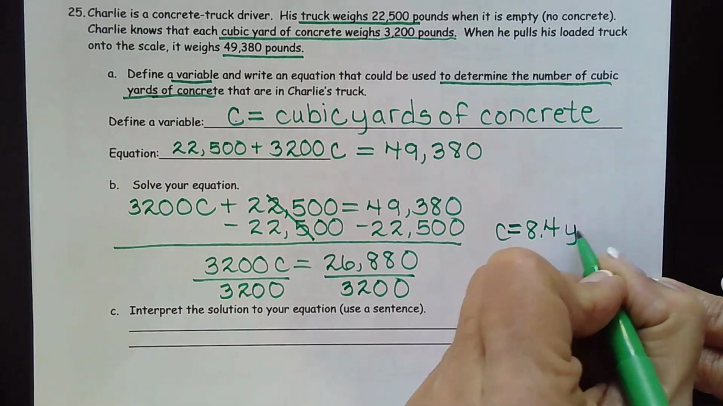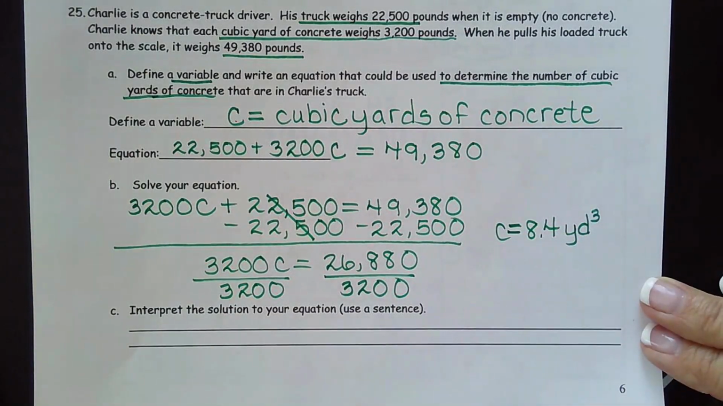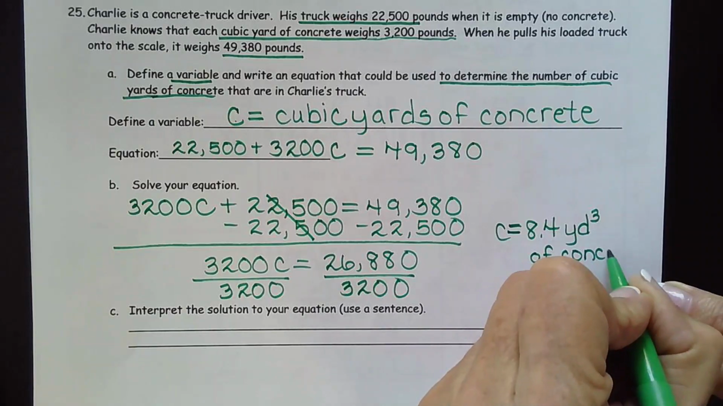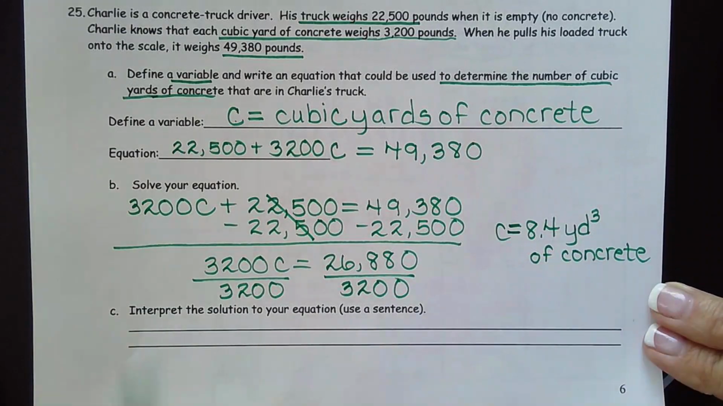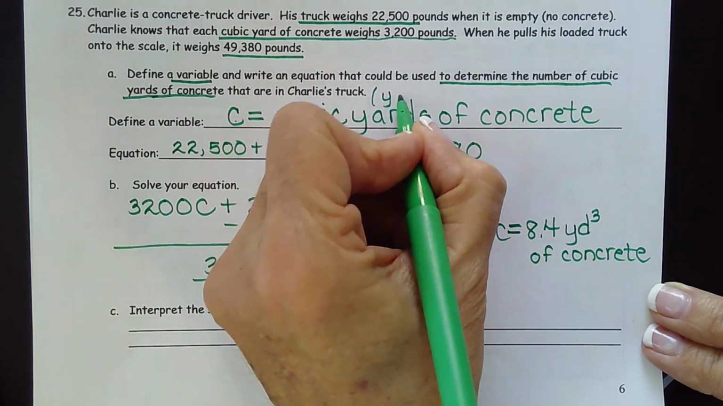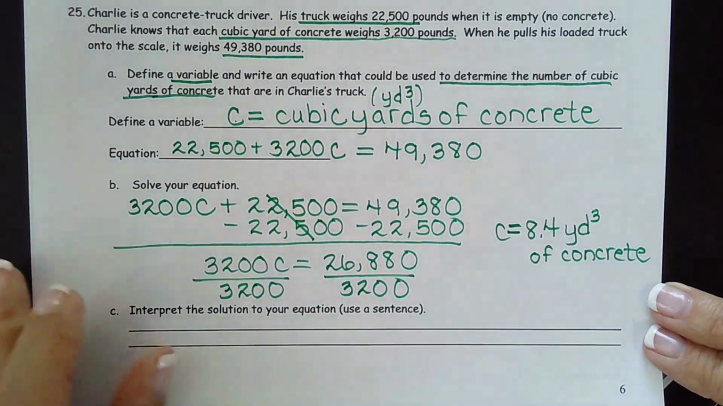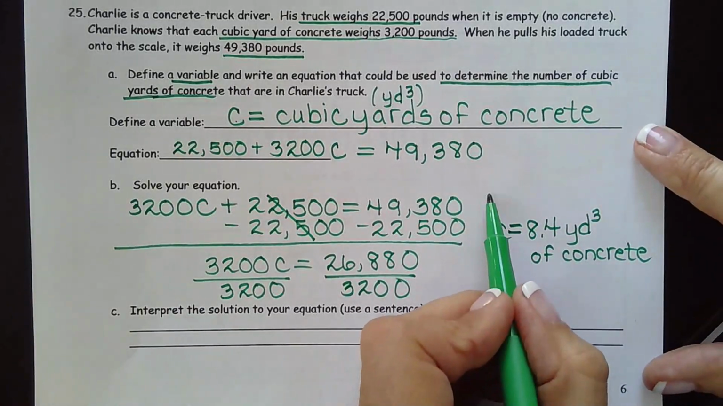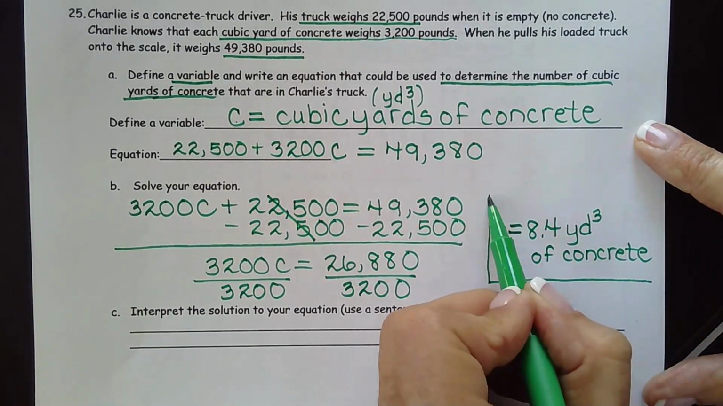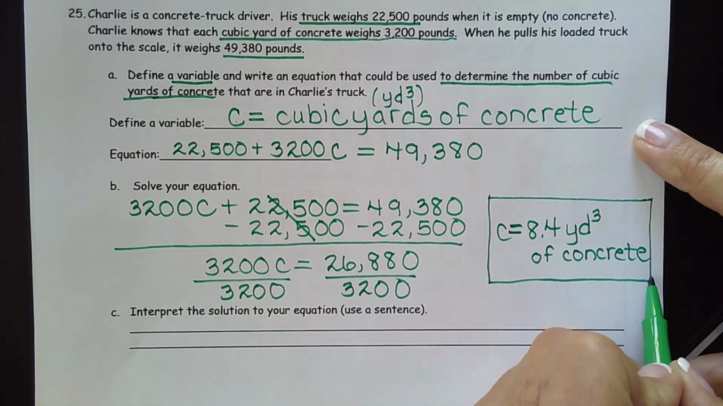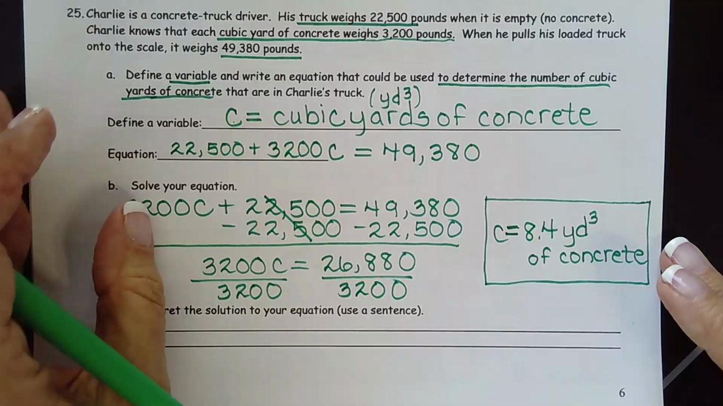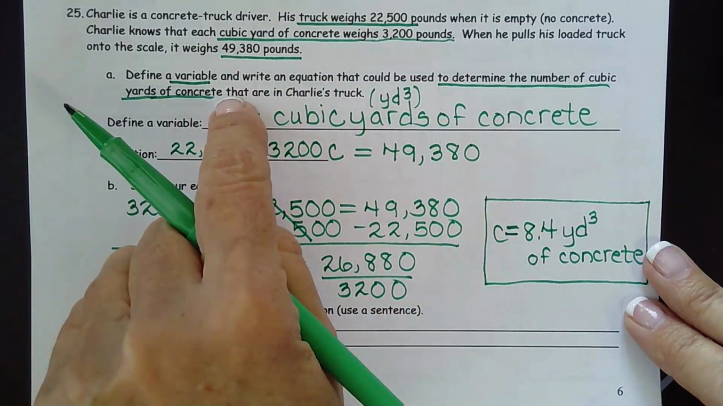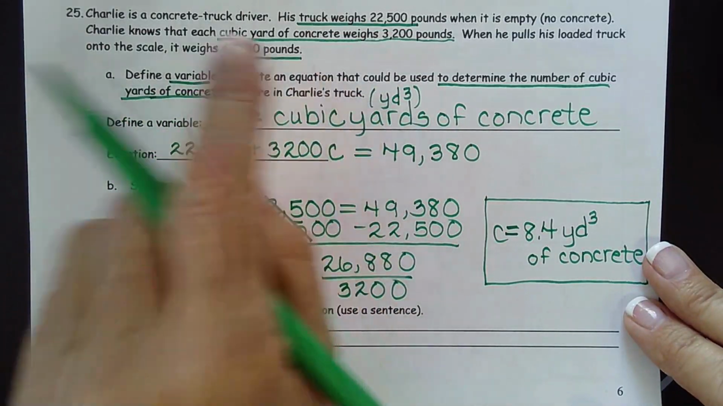So cubic yards can be written like this too. It's a little bit shorter. Cubic yards of concrete. Or you could write it in words. Doesn't really matter. And we could put that symbol up there too to remind ourselves it's the same. Yards cubed, cubic yards, same. Now that we have our answer labeled, we can go ahead and answer the question. Determine the number of cubic yards of concrete that are in Charlie's truck.